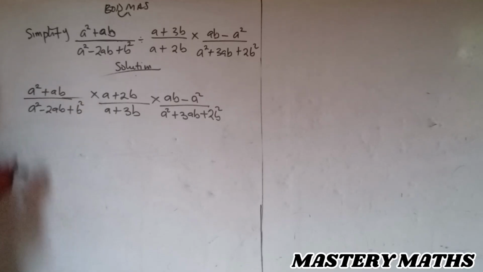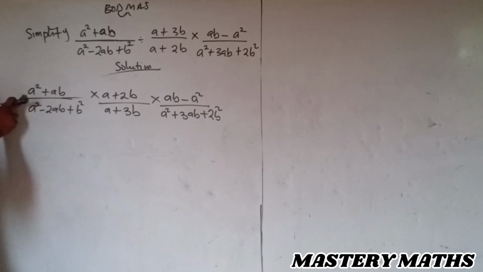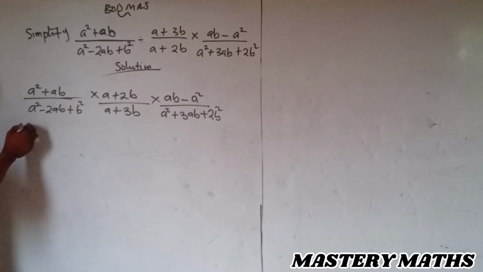And what's the common factor? The common factor is a. Here, a is doubled. A squared means a is 2 here. And there's an a here. So we have a common factor. So our common factor is a.